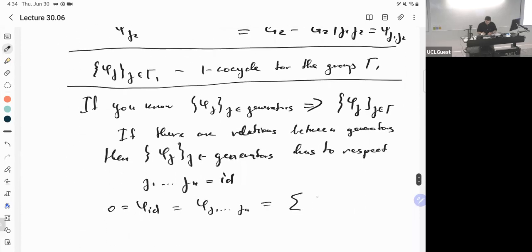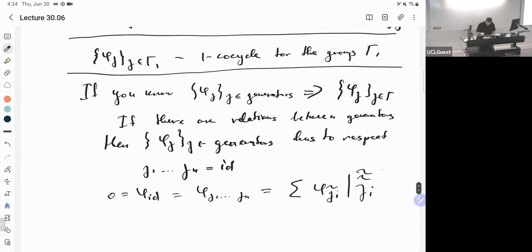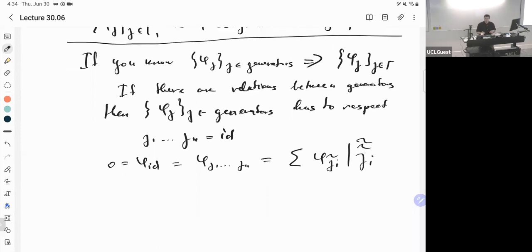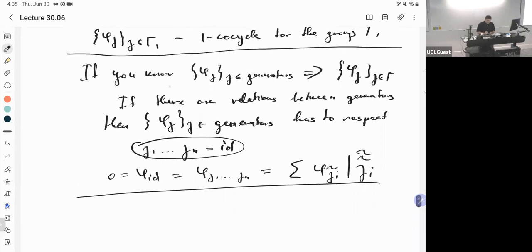So it's some combination of phi gamma i tilde acted on by some other elements, gamma j double tilde. One can actually write it down, it's not completely random, but I don't want to do that. So it gives a lot of relations. But basically these types of conditions are the only obstructions to extending something from the generators to the full group.